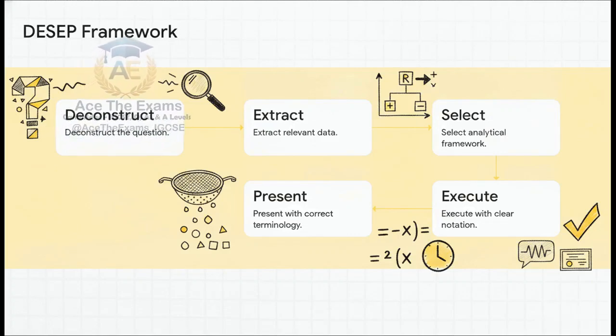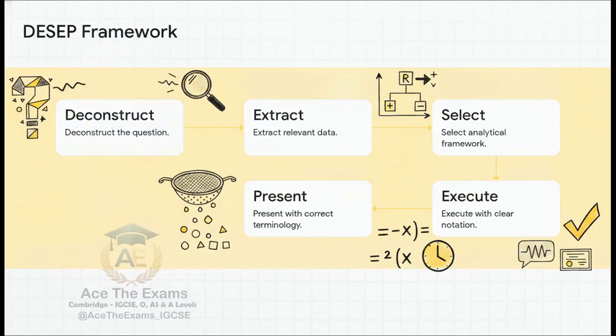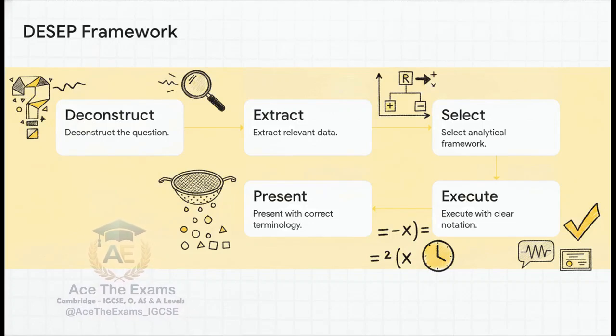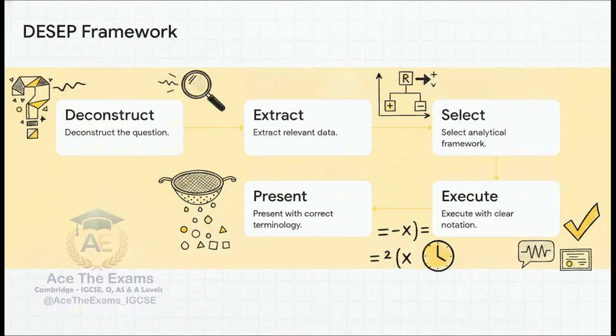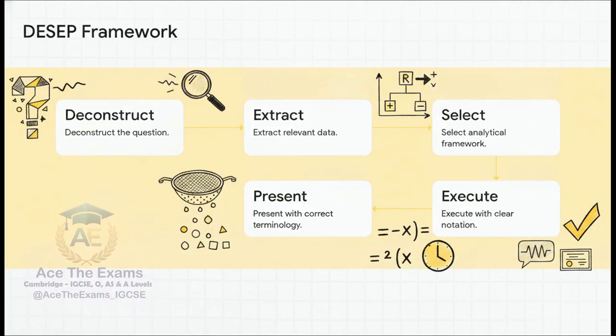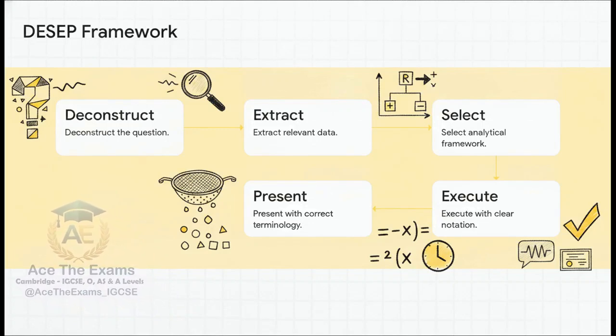Third, select your analytical framework. In this scenario, it's locating roots by sign change. Fourth, execute with clear notation. Now, this is absolutely crucial. This means explicitly writing out f of a equals whatever your result is and f of b equals whatever your result is. Do not skip steps here. Show me the positive and the negative.